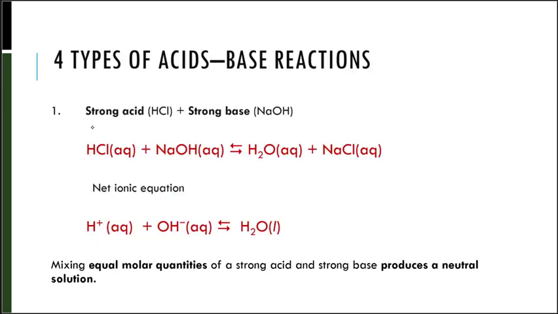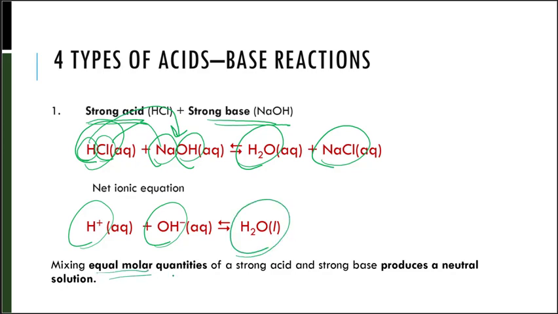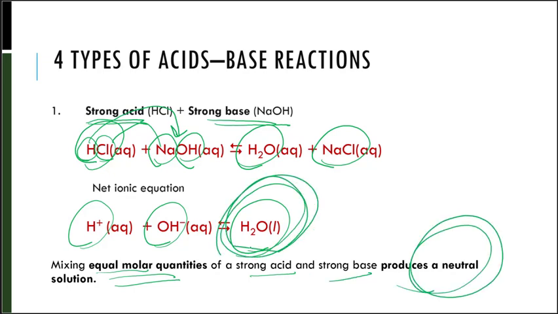Like I said, the first reaction type, we have a strong acid and a strong base. Now, hydrochloric acid we know is a strong acid. We know acids are proton donors. So this H is going to separate 100% from Cl. So we'll have H plus and Cl minus, Na plus and OH minus. That H and that OH are going to join to form water, and the Na and the Cl to form sodium chloride. My net ionic equation is going to be H plus plus OH minus to give me liquid water. Mixing equal quantities of a strong acid and a strong base produces a neutral solution, hence the water there.